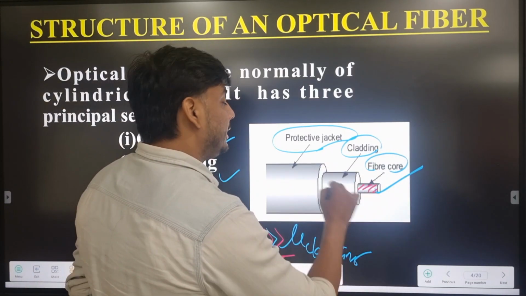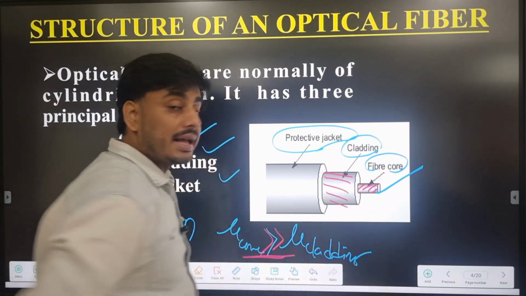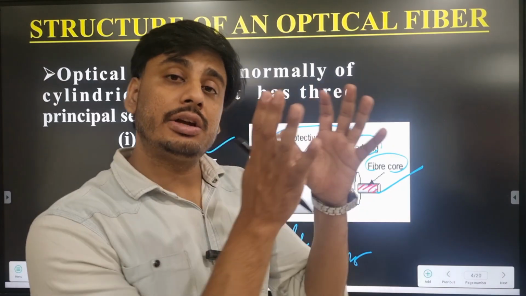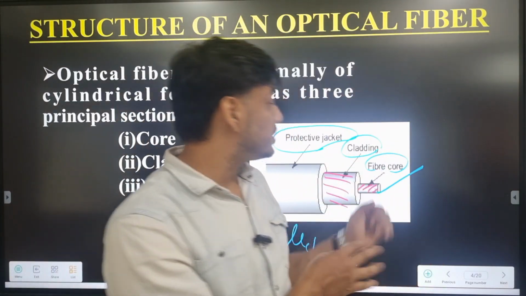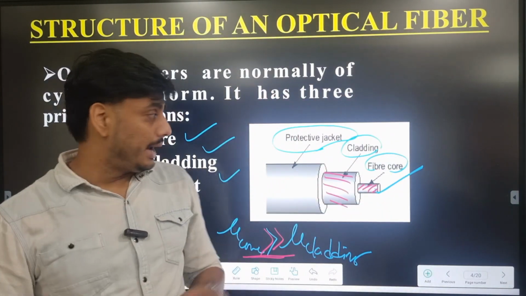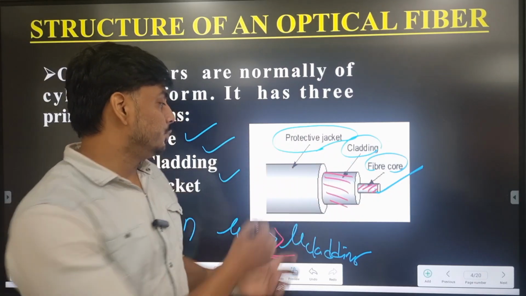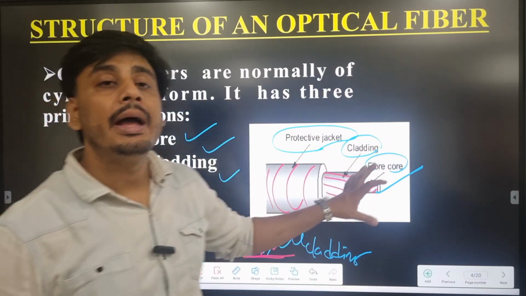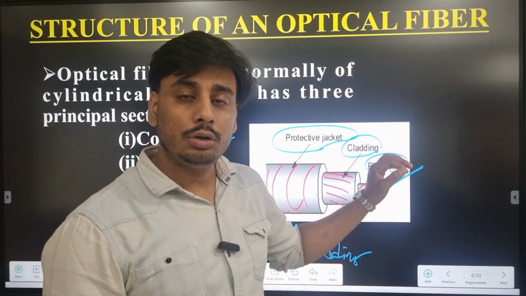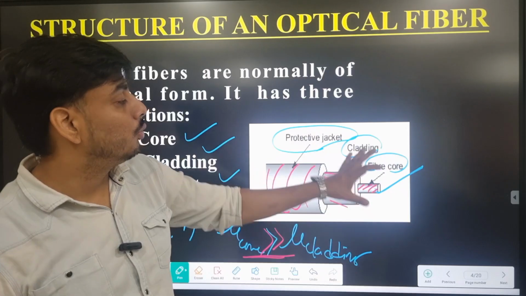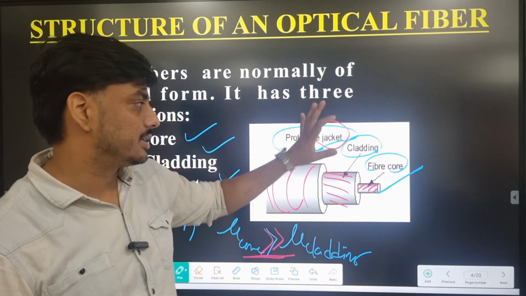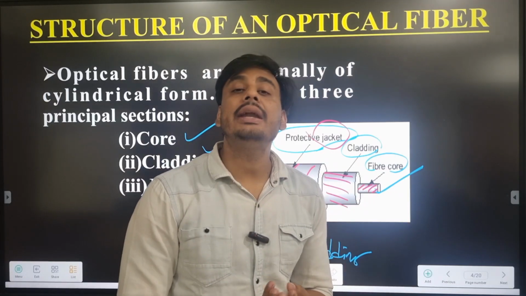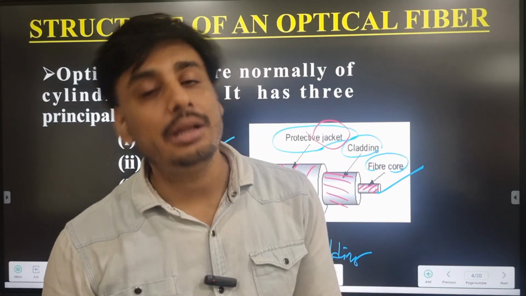Core and cladding both are made up of glass and plastic, but the composition is slightly different, so that the refractive index of the central section, the core, is always greater than that of the cladding. And this protective layer is used in order to protect the core and cladding, because both of them are mainly made up of glass and plastic. So this is said to be the protective jacket, the outer layer, and it is mainly made up of any type of polymer or synthetic material.